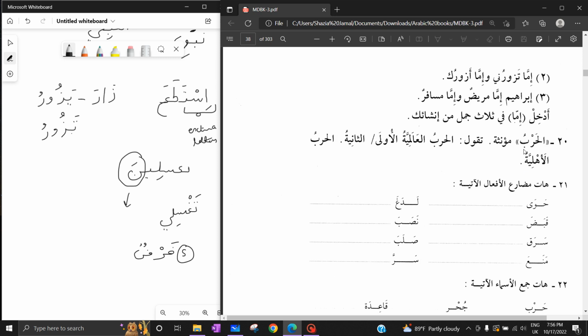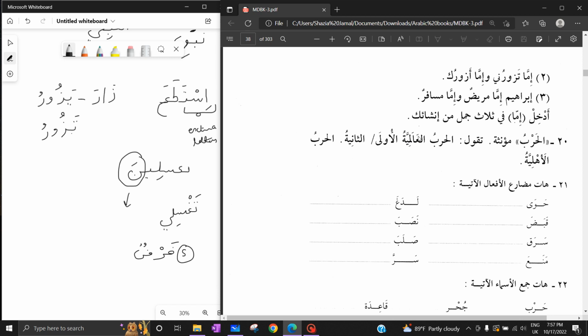Question number 20 is al-harbu. Mu'annas, taqul al-harbul alamiyatu al-ula. Alamiya means World War One. Al-Harbu al-Alamiyatu al-Ula means World War One. So they are saying al-Harb, and this word is muannas. That's why they are not using alam for it. Al-Alam means world, so they are not using a male word for harb. But alamiyatu. Now, what is this ya with shadda? Can you say this word is a sifa for harb? No. Why? Because there is an extra ya with a shadda.